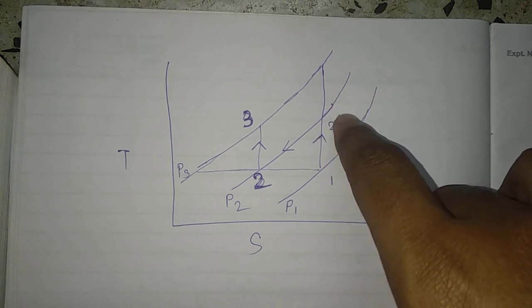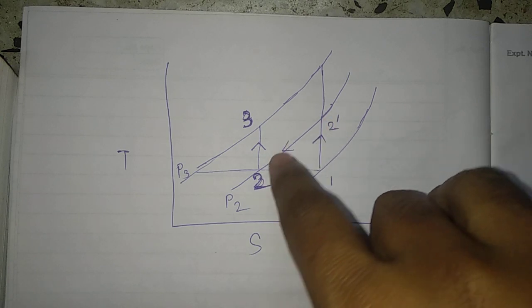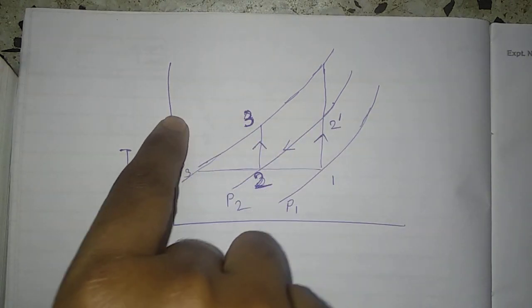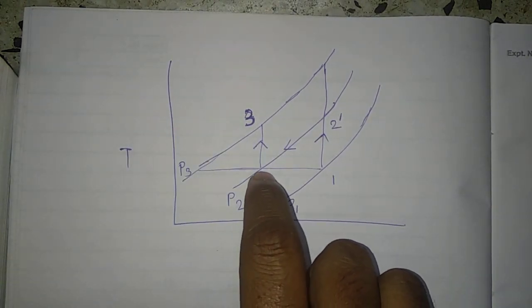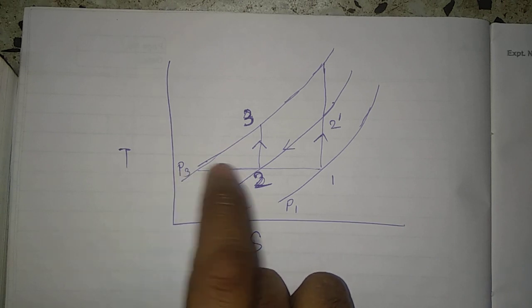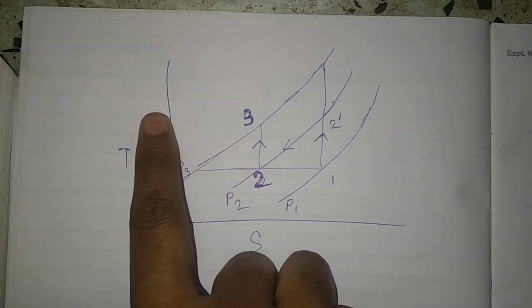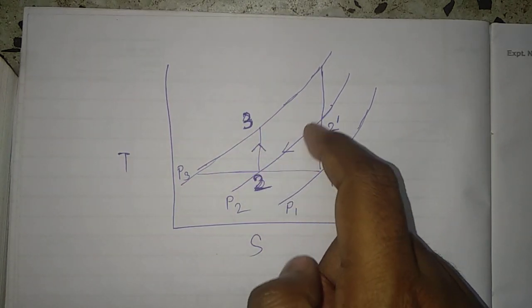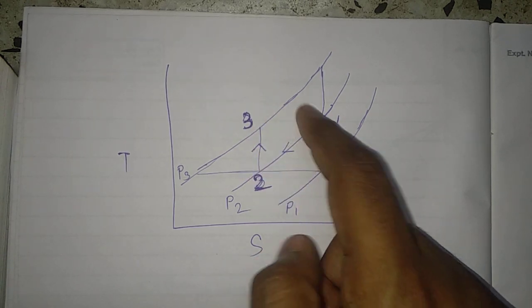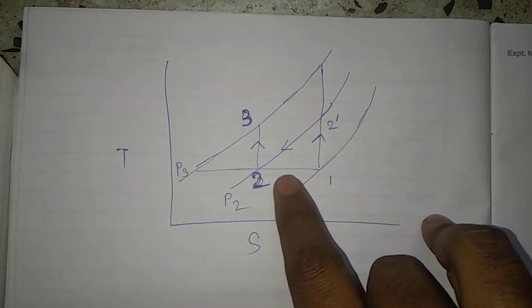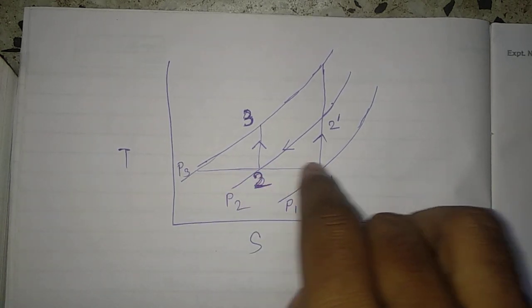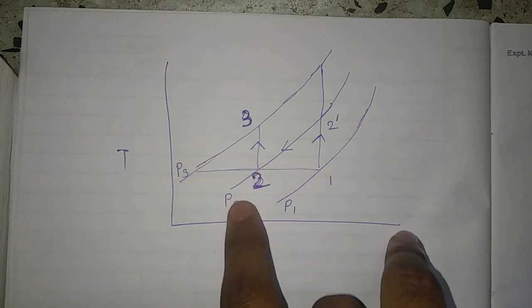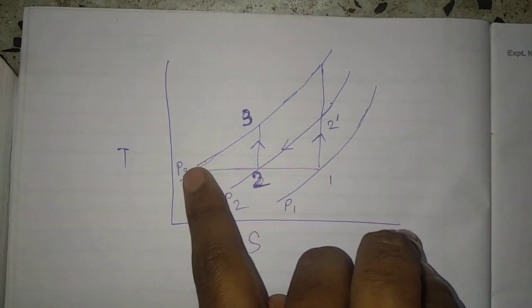Now 2 dash to 2, as you see in this TS diagram. Corresponding to 2 dash, the temperature is T2 dash. Corresponding to point 2, the temperature will be T2. So T2 is lower than T2 dash. That means intercooling has actually occurred here. It is a constant pressure process and the intercooler has worked. As you see, this line is your constant temperature line, with T1, T2 and T3.